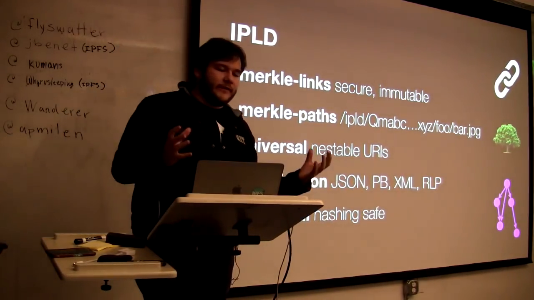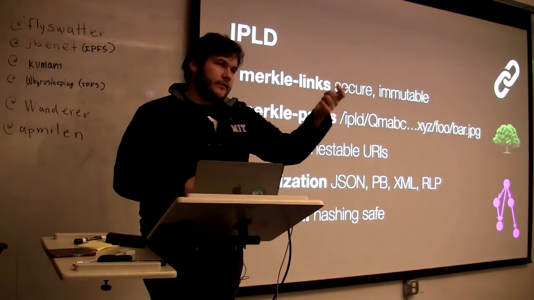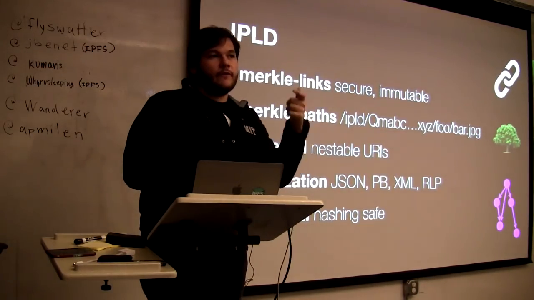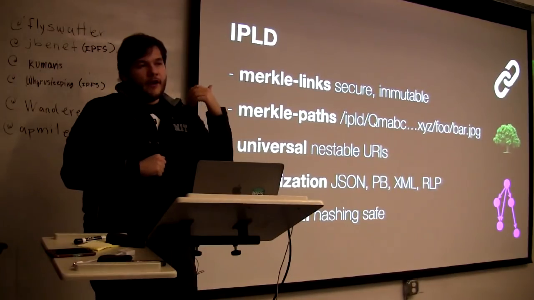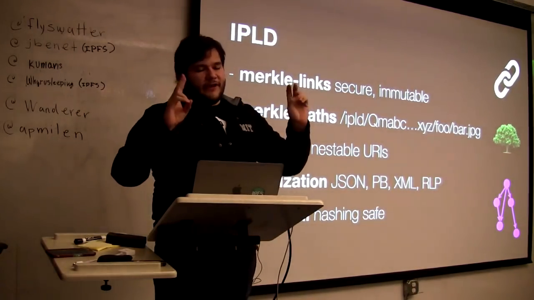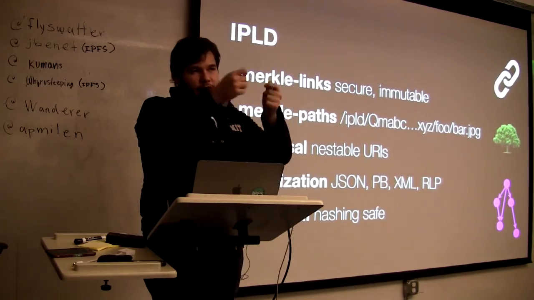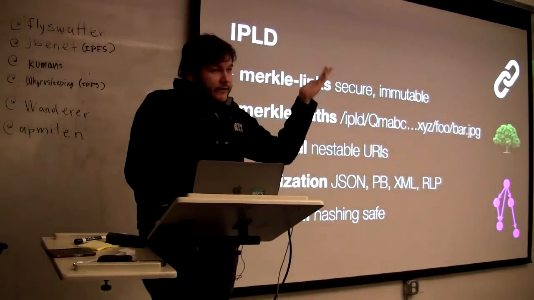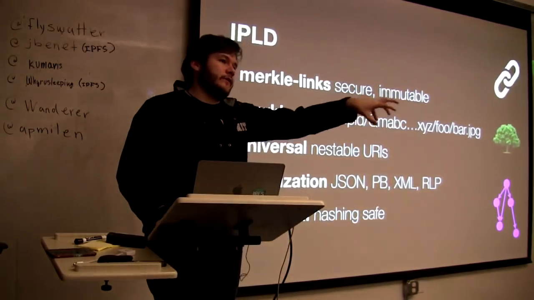When you break it down, the properties of this thing are that you have something that gives you Merkle links or hash links. These are secure and immutable. And you have a path notation for how you traverse through this graph. And you have what we call universal or nestable URIs, where these paths are just URIs that you can combine. And then you have a whole bunch of different serialization formats that give you access to each of those different data structures.